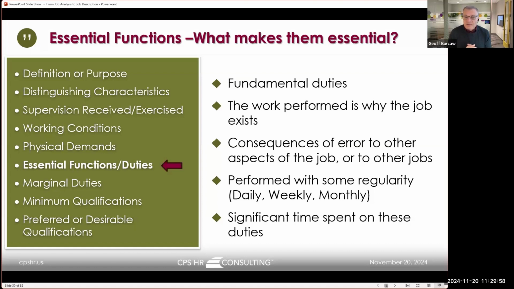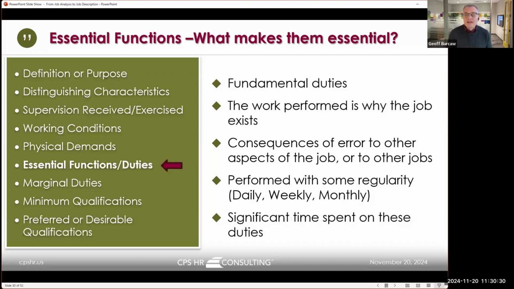We can also look at how often the duties are performed, or the tasks that make up that duty are performed. We want to see tasks that are performed with some regularity. Maybe every day, maybe every few days or weekly, maybe monthly, but if they're considered important, but probably not things that are only done once a year or have only come up once or twice the entire time I've been on the job, that sort of thing.